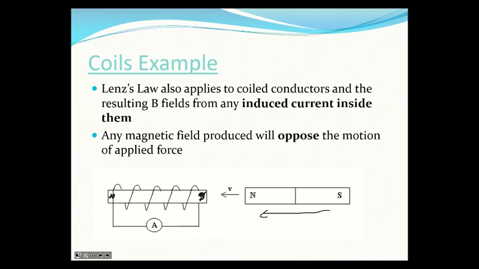What we want to set up is the opposite. So we want to repel it always. That's what Lenz's law says. So if we set up a north here and a south here, that's going to repel it, and that's going to make it difficult to bring it towards here.